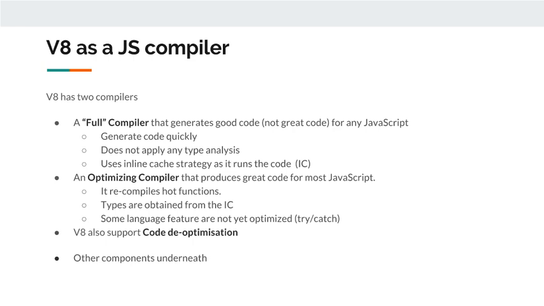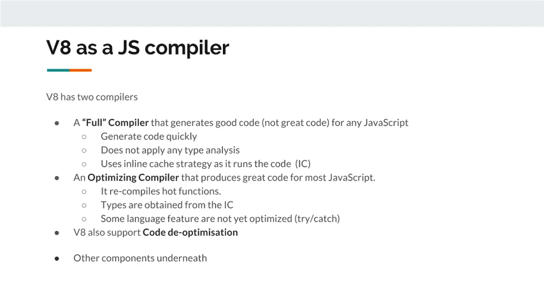function. It will just put it inside a dictionary where the code is. So next time you find that function call, instead of recompiling again, it just fetches from the cache and then executes it. And then you have the second compiler, which is an optimizing compiler.